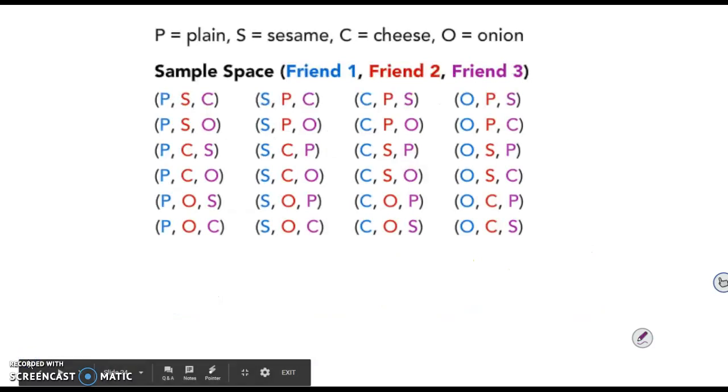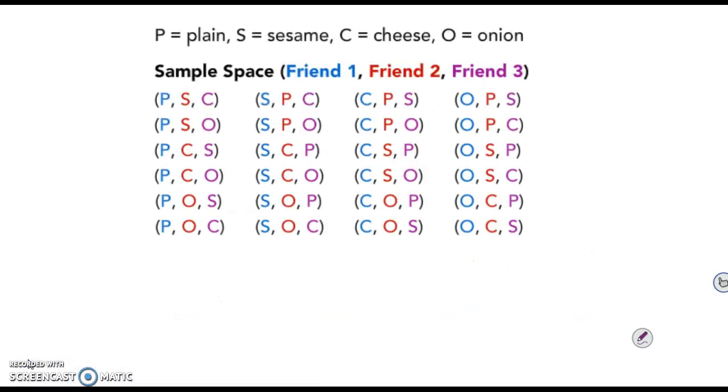This is what your sample space should look like in your notes. Friend 1 is shown in blue, friend 2 in red, and friend 3 in purple. As you can see, we began by listing friend 1 as having plain, and then we switched around what friend 2 and friend 3 could choose for their bagel options. We repeated this process for the sesame bagel, the cheese bagel, and the onion bagel. As you can see in the sample space, there are 24 possible outcomes.